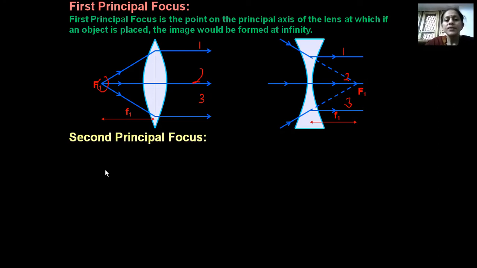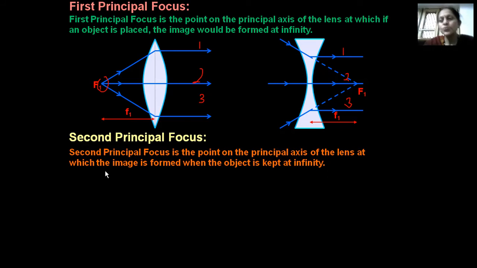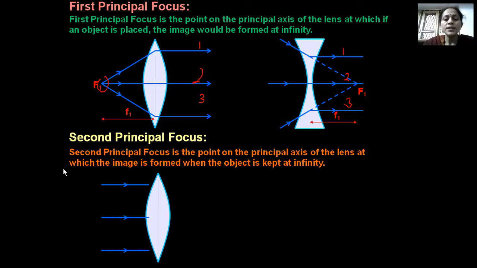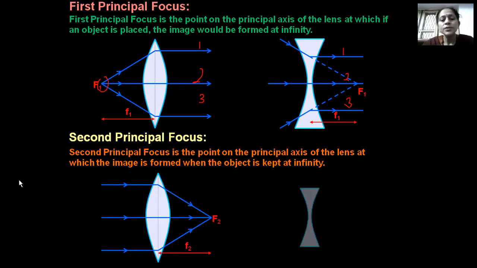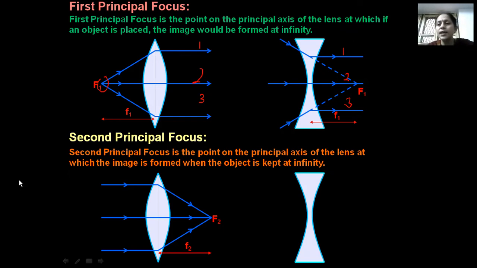Second, we see the second principal focus. This is very important because we deal with numericals and image formation diagrams, and we have to use the second principal focus as our main focus. For a convex lens it is positive and for a concave lens it is negative. How come it is positive? It will be seen in this diagram only.